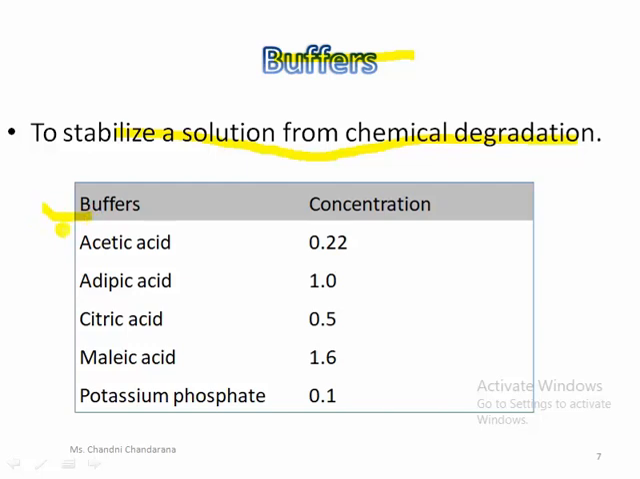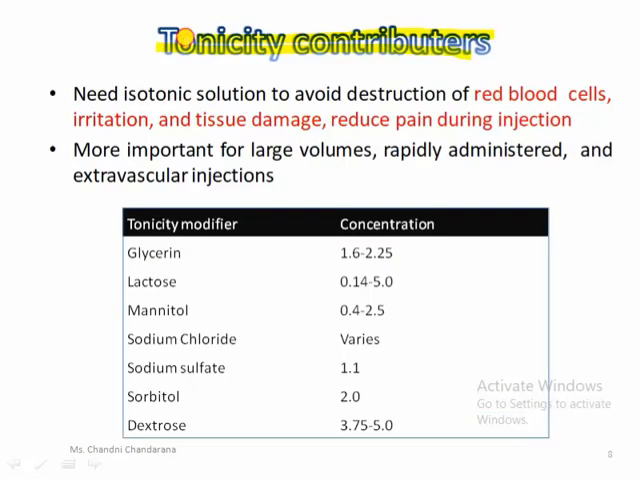Now these are the examples of buffers we can use in parenteral preparation, and their concentration in percentage. You can use acetic acid, citric acid, adipic acid, malic acid as well as potassium phosphate buffer in parenteral preparations. Now next is tonicity contributors. Tonicity contributors means isotonicity adjusting agents.